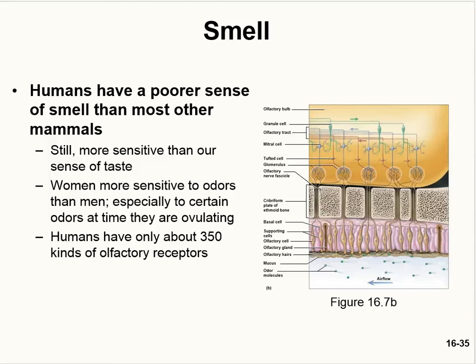All in all, though, when compared to other organisms, other mammals, humans are said to have a poorer sense of smell than most other mammals. But still, it's even more sensitive than our sense of taste. And women tend to be better at smelling odors than men, especially at certain times when they're ovulating. Humans have only about 350 types of olfactory receptors. Mammals that have better sense of smell will have more.